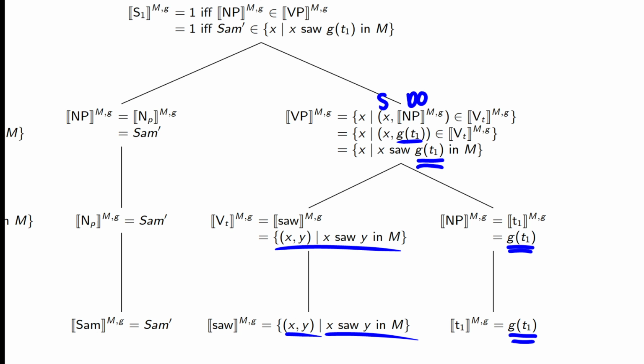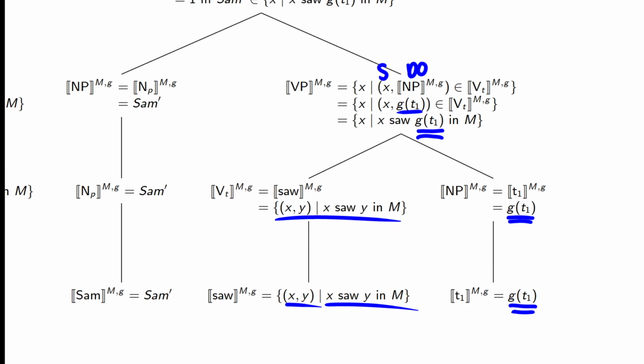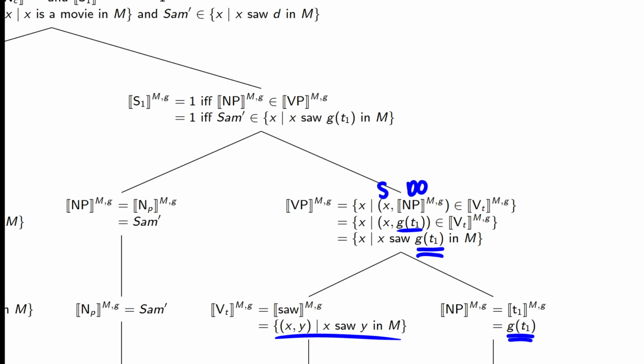Okay, we have a proper name Sam, so Sam just goes up the tree as Sam prime. And as we go to S1, well, this is going to be true if the NP is an element of the VP. So if Sam prime is an element of the set of x, such that x saw g of t1 in m.